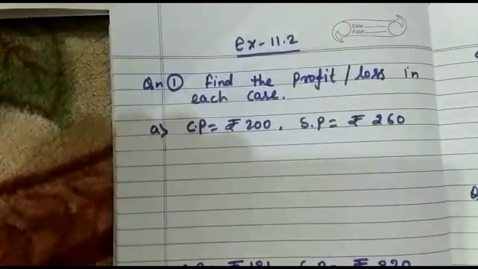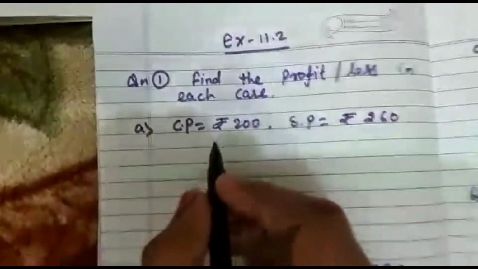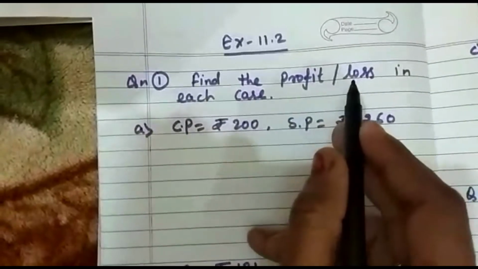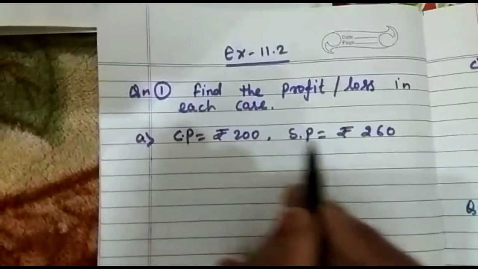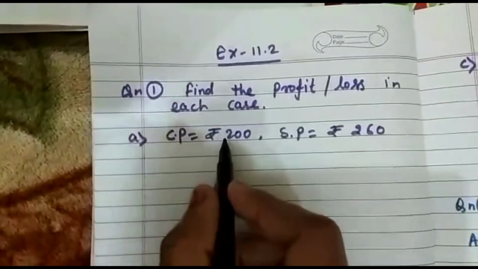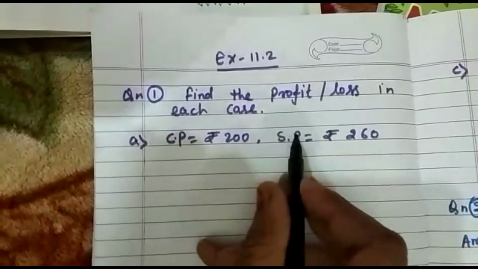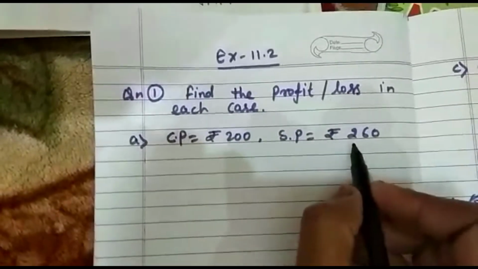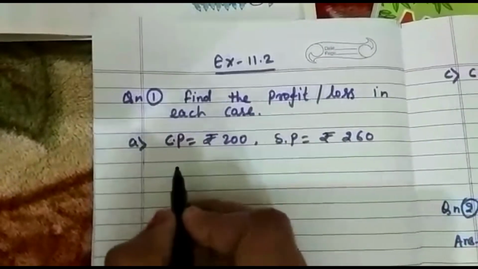So students, we have discussed the concept of profit and loss. Now let's do the exercise part of this topic. Okay. So the first question is find profit or loss in each case. You need to find whether profit is happening or loss is happening in this question. See, cost price is 200 rupees and selling price is 260 rupees. So what is happening here? Of course, you are buying the thing at 200 rupees and you are selling the same thing at 260 rupees. So you are getting here profit.